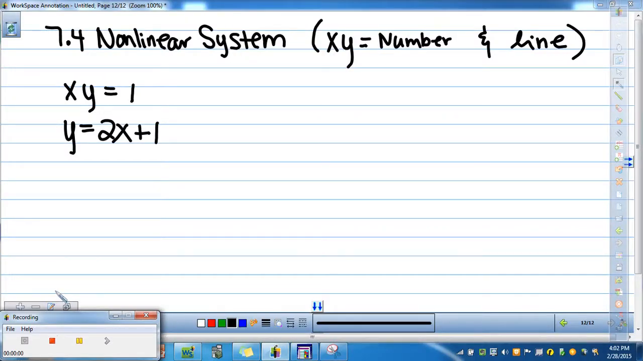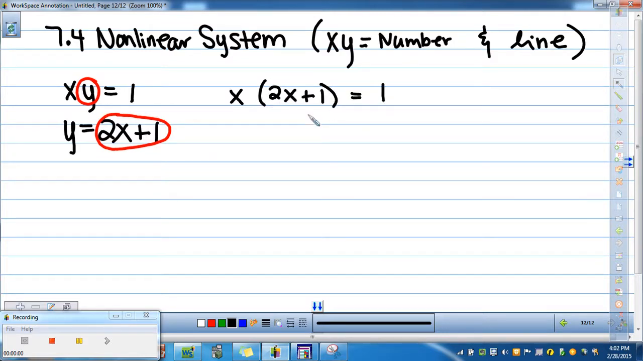We will use substitution to solve this nonlinear system. We know that y equals 2x plus 1, so we will plug that in for y in the top equation. x times the quantity 2x plus 1 equals 1. Distribute the x and subtract 1 from both sides.